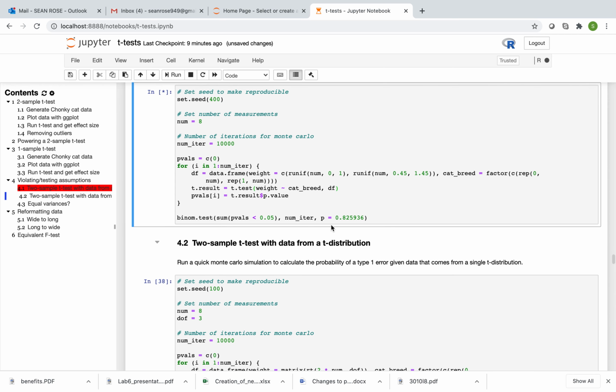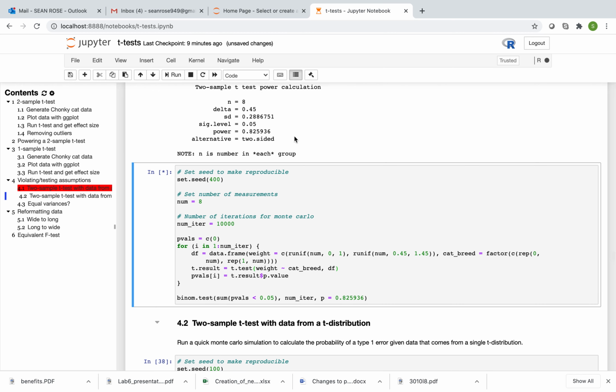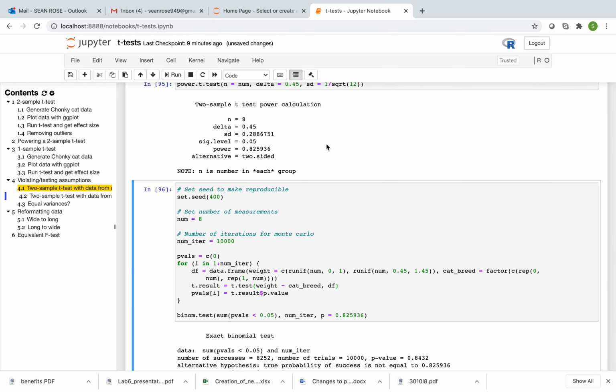Then we're going to compare our power at the end to what we expect the power to be based on the assumption of normally distributed random variables, and we expect that power to be about 82.6-ish%.